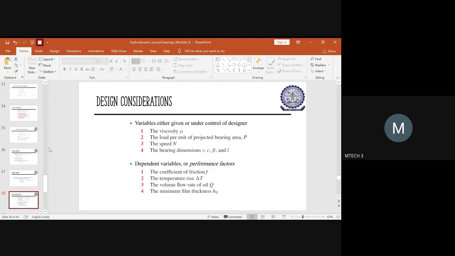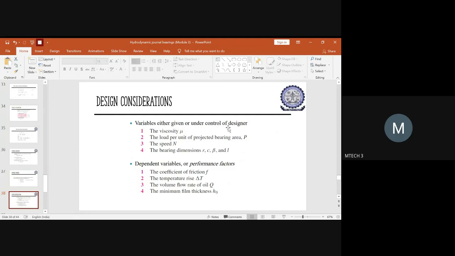Now it's time for considering the design considerations, what you have to follow to design a journal bearing. These are some design considerations one has to follow. Here you have to see that the variables should either be given or under the control of the designer.